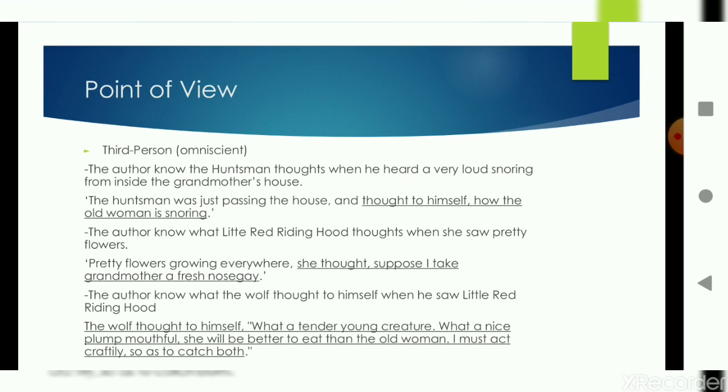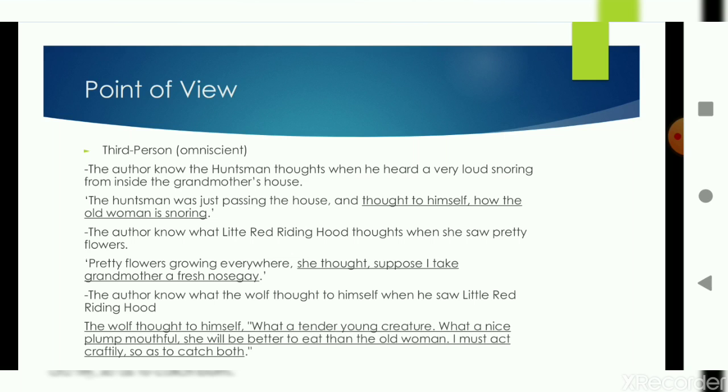The story is using the third person point of view, omniscient. That means the author knows a lot of the thoughts of the characters in the story. The author knows the huntsman's thought when he heard a very loud snoring from inside the grandmother's house.